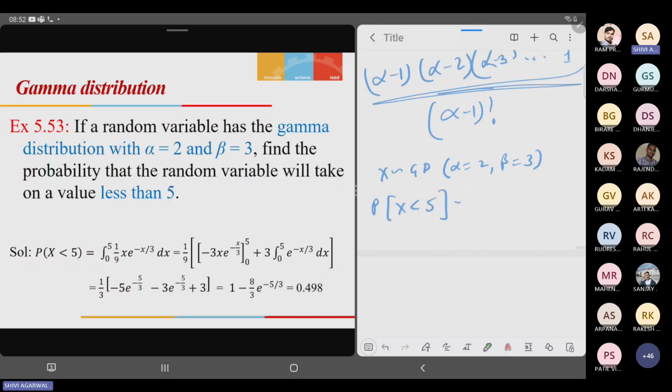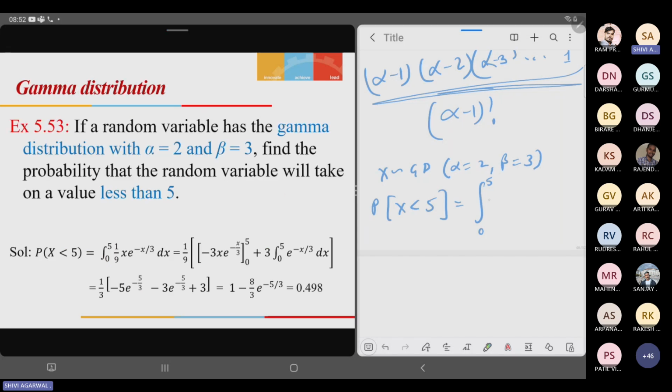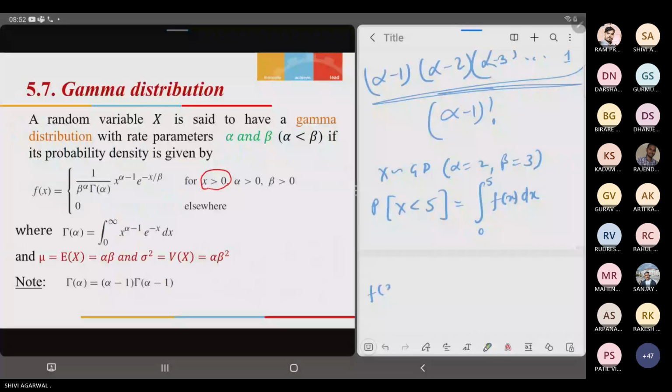So by the definition of probability, we can say x is less than 5, and it is starting from 0 itself, because in the gamma distribution, it is given that x is greater than 0. Okay, so 0 to 5, f(x) dx. Now what is f(x)? We are just going back. f(x) is equal to 1 upon beta to the power alpha, gamma function of alpha, x to the power alpha minus 1, e to the power minus x by beta.